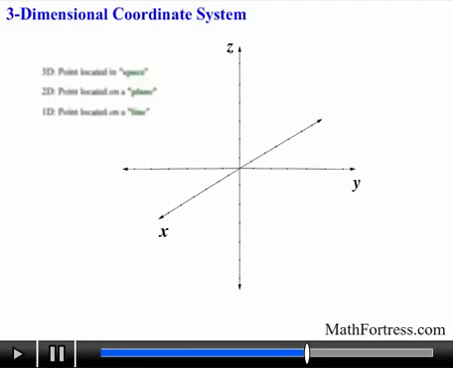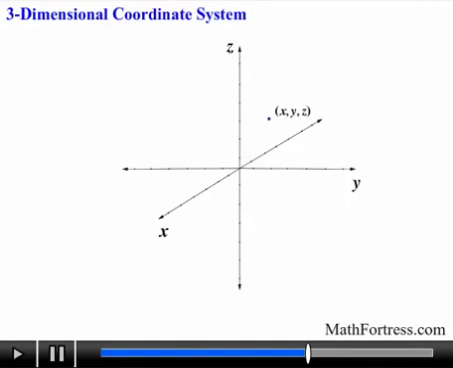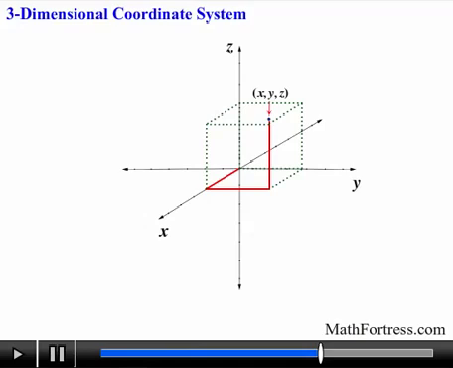With that said, we represent a point by an ordered triple, x, y, z, of real numbers, and we call the numbers the x, y, and z coordinates of the point. In order to locate a point in space, we first start at the origin and move along the x-axis to locate the first coordinate, then move parallel to the y-axis for the second coordinate, and then parallel to the z-axis to locate the last coordinate. The reason why this coordinate system is called a rectangular coordinate system is because points in space determine rectangular boxes.